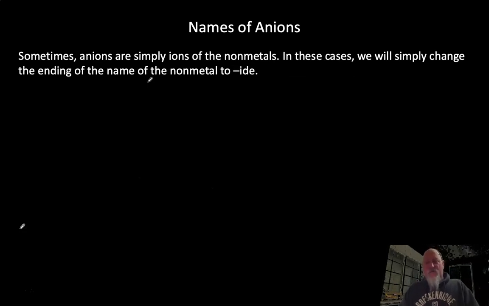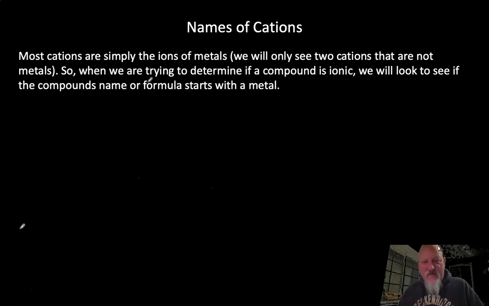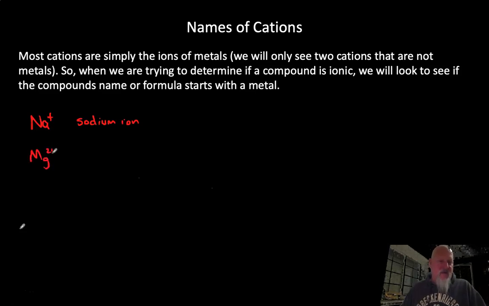And then, oops. Probably should finish the names of the cations. When we're naming cations, it's simply the name of the metal. So for example, Na+, that's called the sodium ion. And Mg2+, it's called the magnesium ion. Al3+, that's called the aluminum ion.